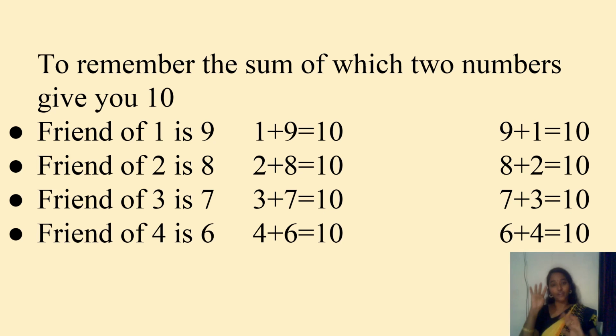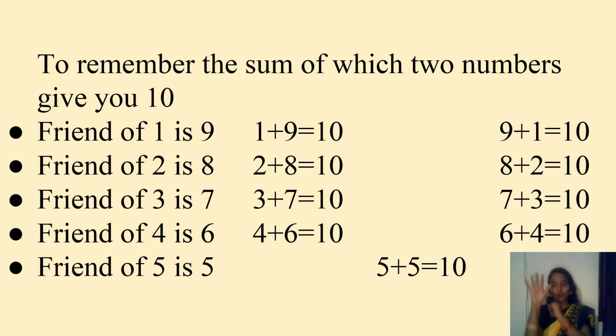Now, the friend of 4 will be, while I take 4 fingers out, see how many fingers I am closing? 6. So, the friend of 4 will be 6. And the friend of 6, if I take 6 fingers, how many fingers am I closing? 4. So, the friend of 6 is 4. Next, the friend of 5 is, in order to take 5 fingers, I am closing my 5 fingers. So the friend of 5 is 5.